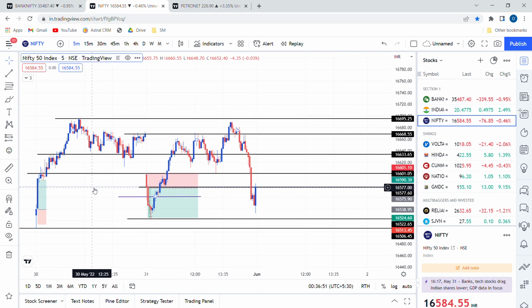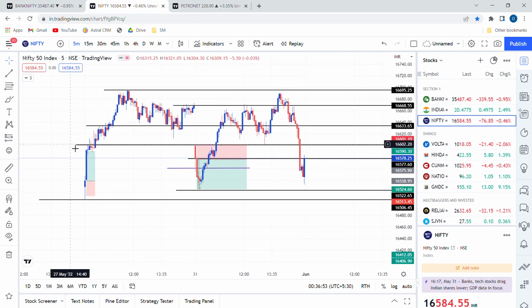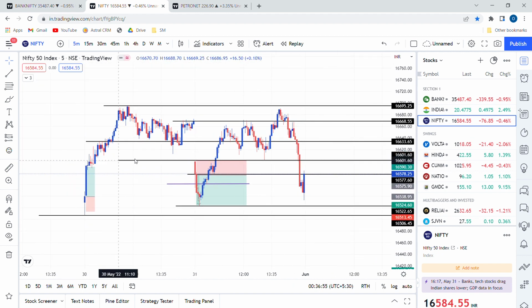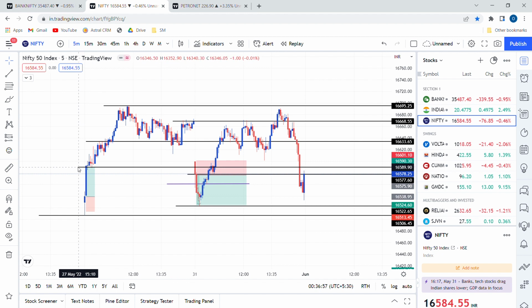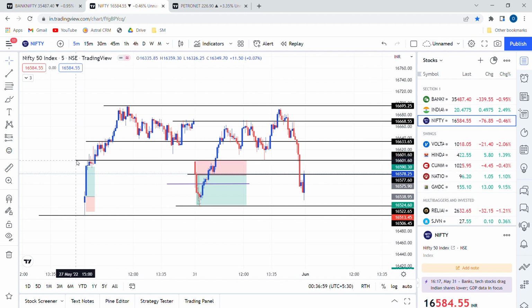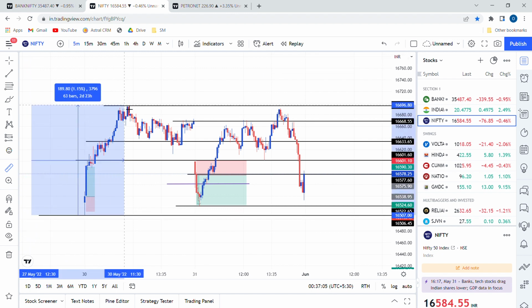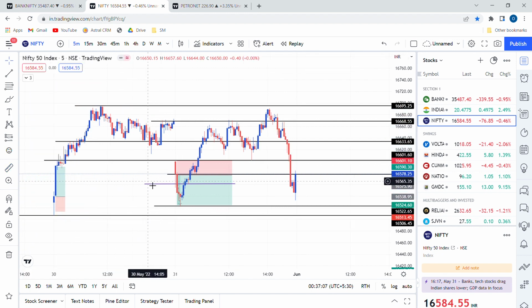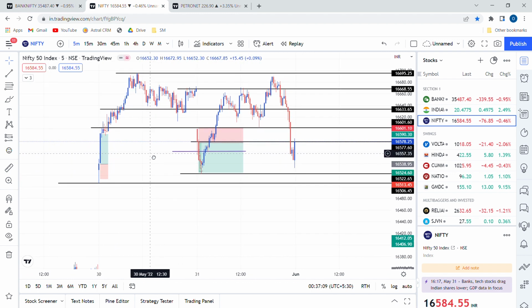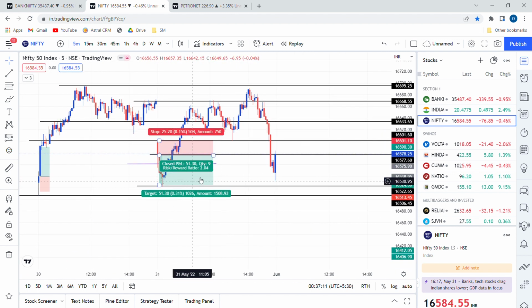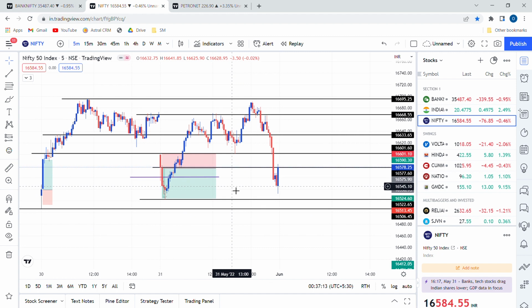So basically, this level was marked today. This is basically, oh, I'm so sorry, this is basically the midpoint of the previous day, which means the midpoint of the high and the low. This was the midpoint. So what happened today, how did the market react today, and why did I take this position in the morning?